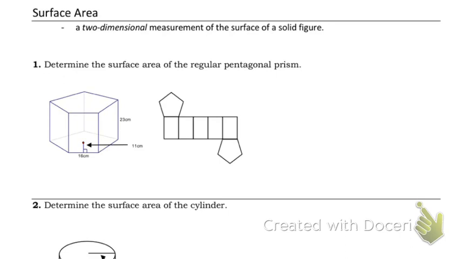So when we're talking about surface areas of these three-dimensional objects, we're thinking about what it says here, a two-dimensional measurement of the surface of the solid. In other words, we're really just going to get the area of the parts. So rather than thinking of surface area on the whole thing, we're going to break it apart into parts, and we're going to find the area of the parts.